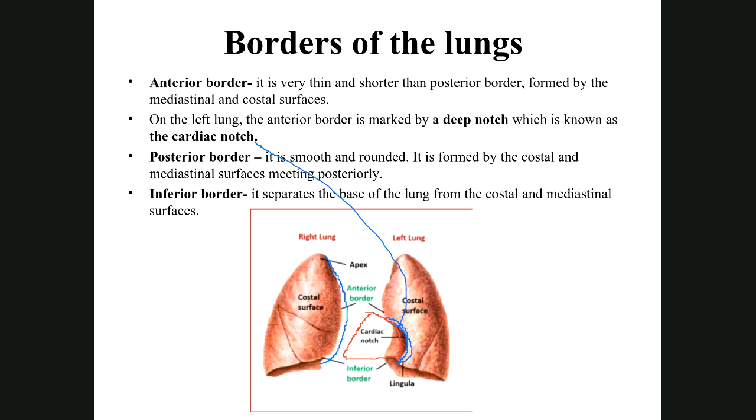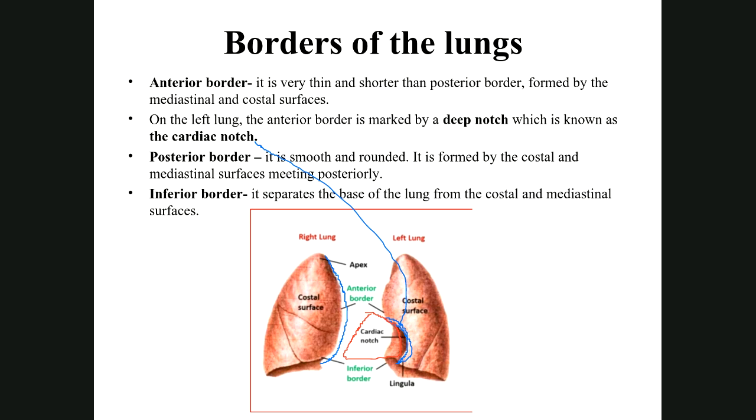So this is clear here. Why is the left lung smaller? Because the heart compresses and pushes the left lung, and this area is called the cardiac notch. So where is the cardiac notch present? The cardiac notch is present in the left lung.